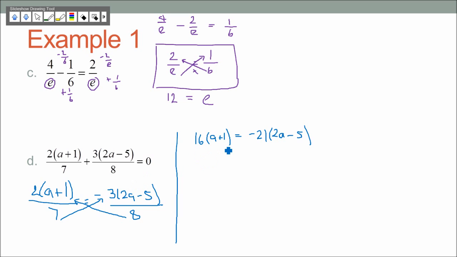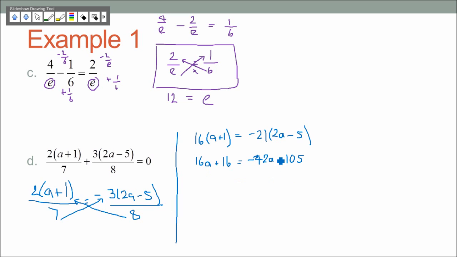Okay, our next step, we're going to expand our brackets. So this will be 16a plus 16 equals minus 42a plus 105.